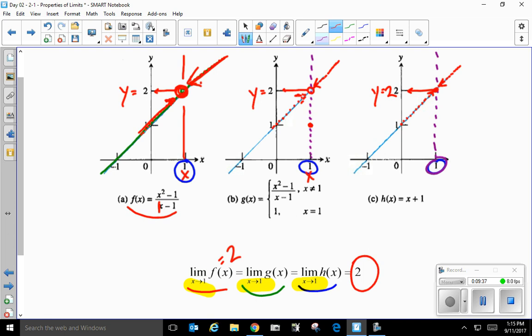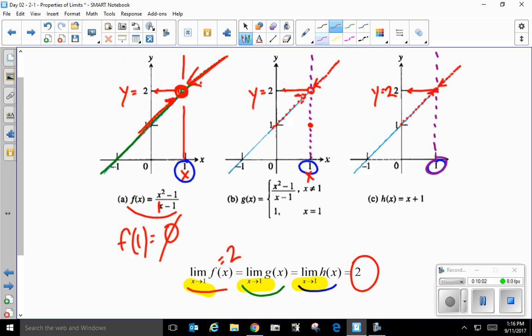Now, not to get confused, what's the value of the function? If I put a 1 into the function, forget the limits, it's undefined because it doesn't exist. It's a hole. The limit exists, the value does not exist. The limit is where it points to. It looks like it's pointing to 2 from both sides, so it's 2. But what's the actual value? It's undefined.